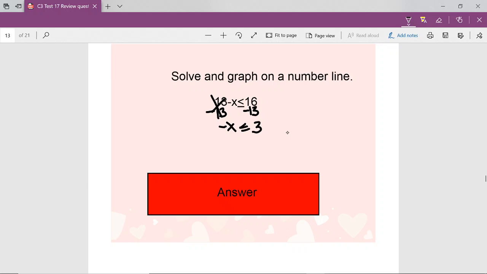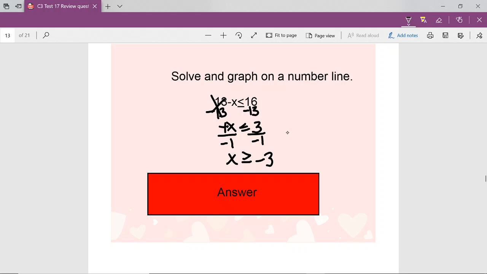But x is not quite alone. We actually have a negative 1 multiplied outside of there, so I have to divide by a negative 1 to get rid of it. But based on our rules of inequalities, if I'm dividing or multiplying by a negative number, I switch the sign. So I get x, I get negative 3, and then this less than or equal sign becomes a greater than or equal to because I divided by a negative.